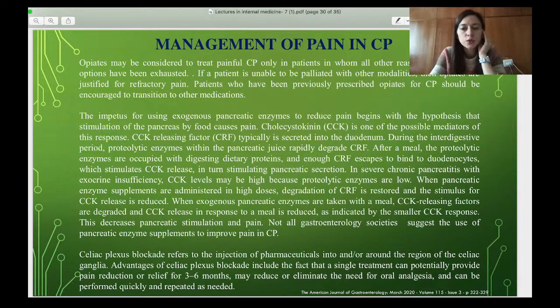Not all gastroenterology societies suggest the use of pancreatic enzyme supplements to improve pain in chronic pancreatitis.